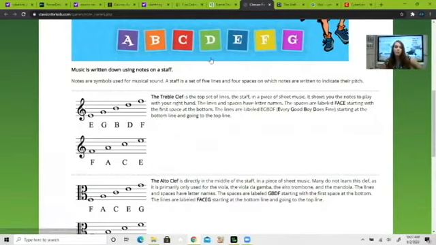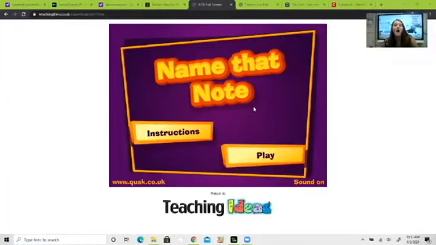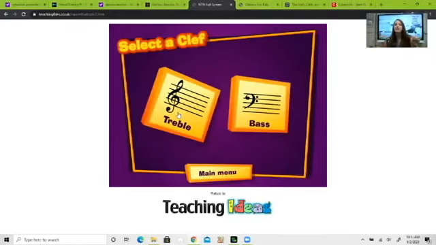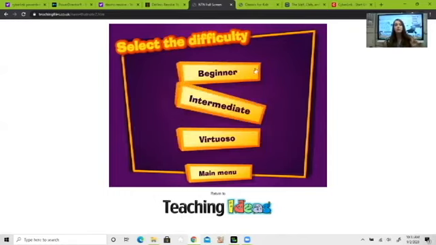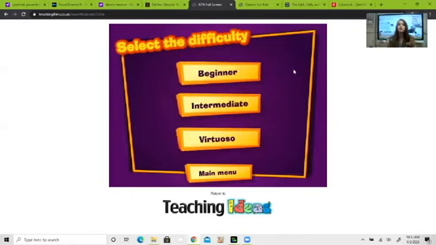All right, so now what we're going to do is we're going to play a game that's going to review you on these notes of the treble clef, but we're just worried about the ones on the staff for right now, okay? Okay, guys, so what we're going to do now is we're going to play the game, Name That Note, all right? We're going to play it on the treble clef, and we're going to start with the beginner level. The beginner level, you have a little bit more time to answer the questions, and it's going to pretty well stick to the notes that are on the staff. So let's do a review.